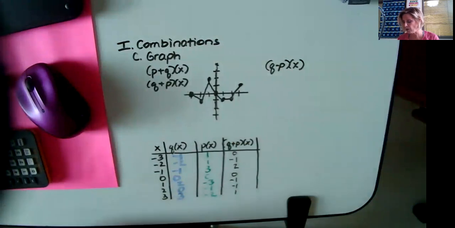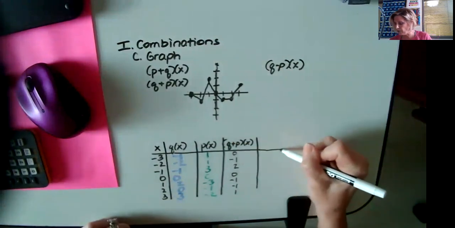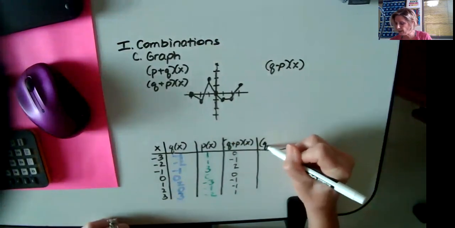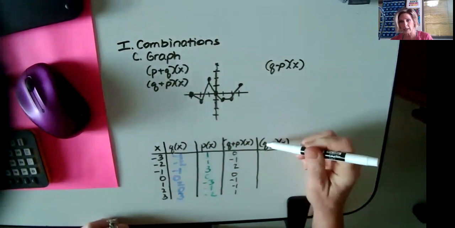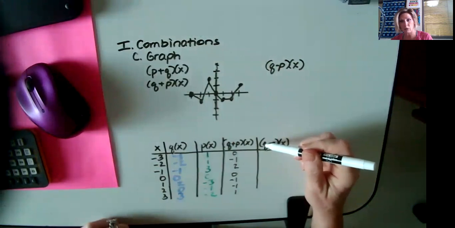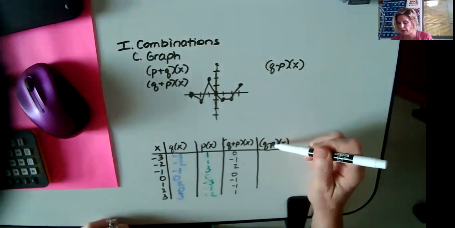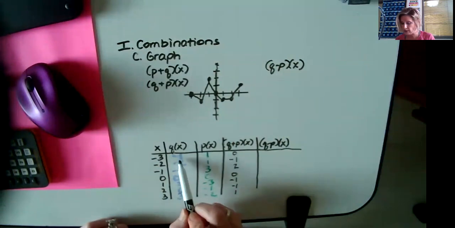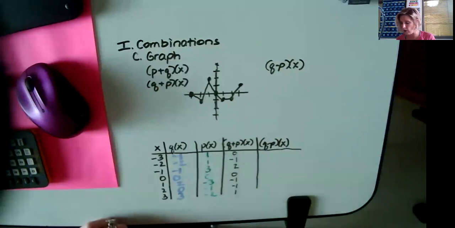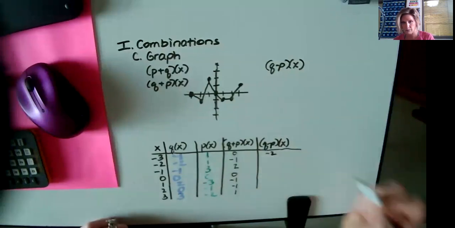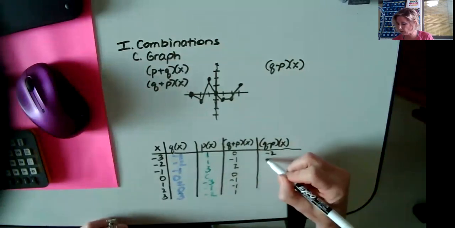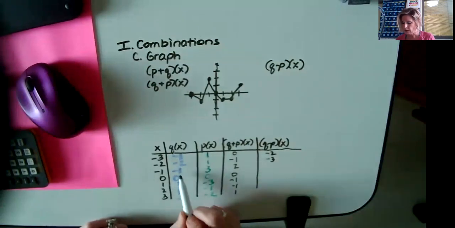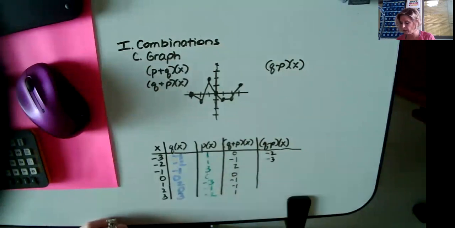So now I'm going to figure out what the graph of Q minus P of X is. So I need to do the blue Q values minus the green P values. So right here, I've got -1 minus 1 is -2. -2 minus 1 is -3. -1 minus 3 is -4.